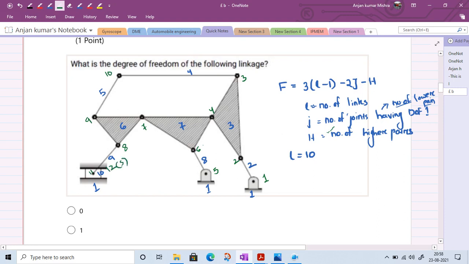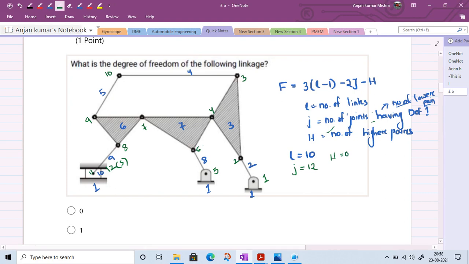Okay, am I correct? I think I am correct. Okay, so here J is equal to 12. Okay, so as you can see, there is no higher pair, so H is equal to 0 here.